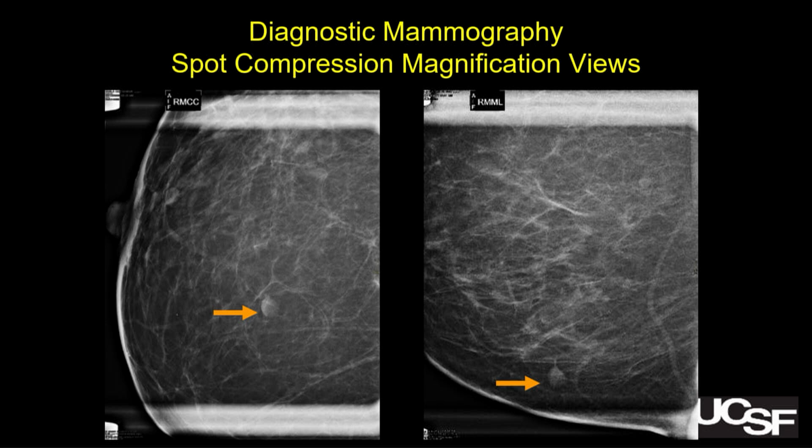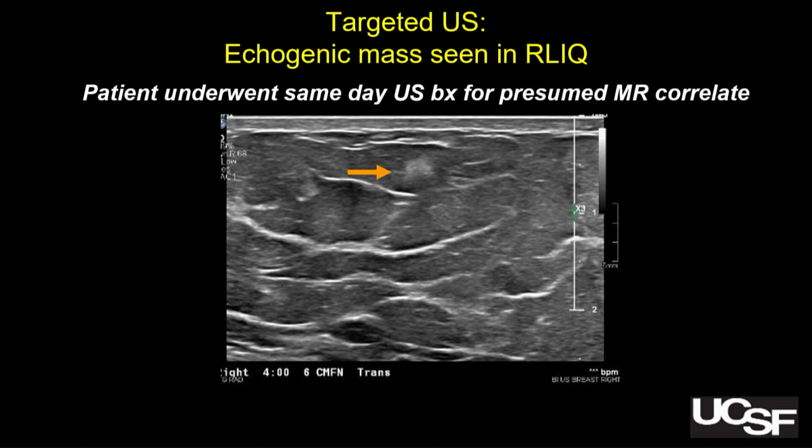So these are the spot compression magnification views. And there it is, at least what we think is a good correlate, matches in size and location. And then on ultrasound, we found this echogenic mass. And we're like, well, echogenic masses, it could just be a benign something.